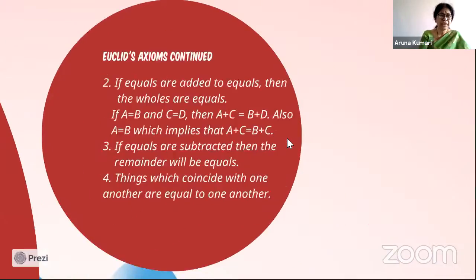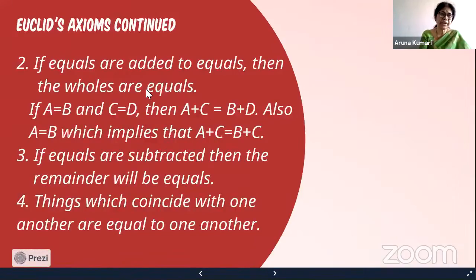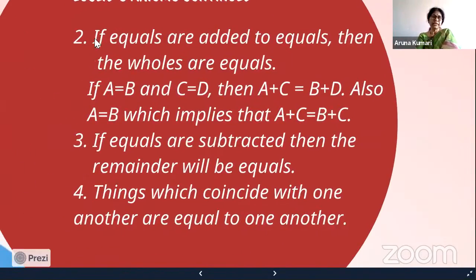So the second axiom of Euclid. Let us continue it. This is the second axiom: if equals are added to equals, then the wholes are equals. Here we are adding: A equals B and C equals D. That means A and B are equal, C and D are equal. If equals are added to equals, the wholes are equals.